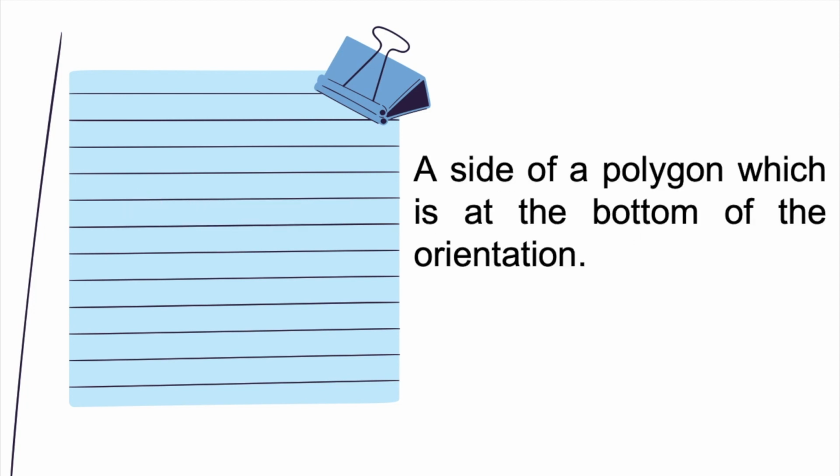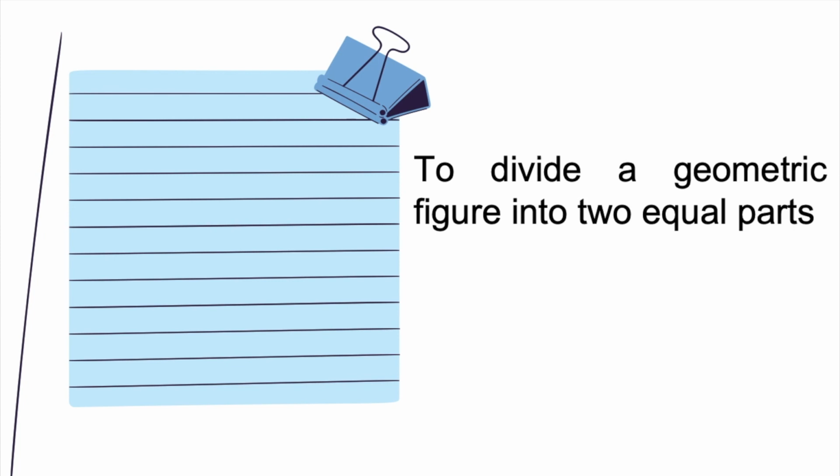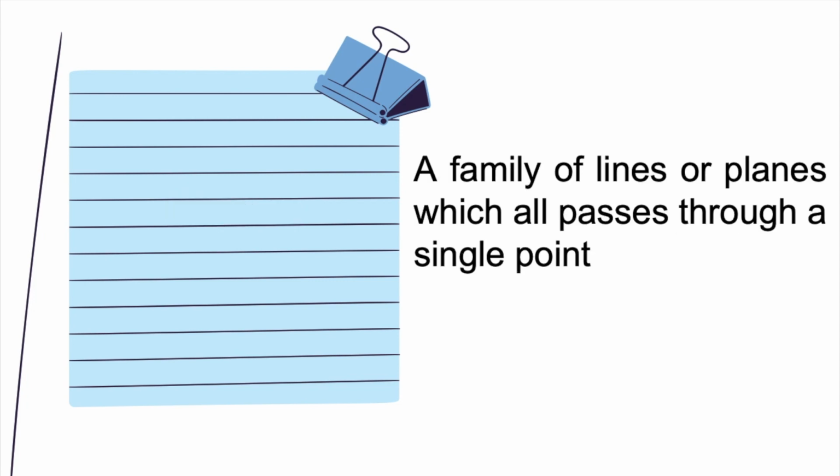A side of a polygon which is at the bottom of the orientation. Base. To divide a geometric figure into two equal parts. Bisect. A family of lines or planes which all pass through a single point. Bundle.